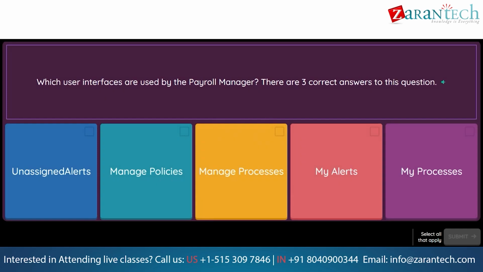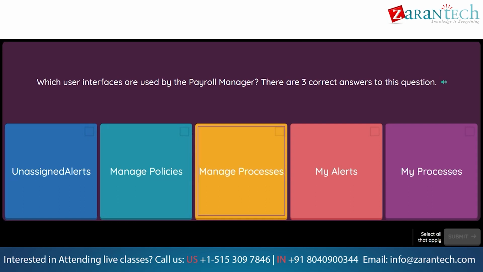Question: which user interfaces are used by the payroll manager? There are 3 correct answers to this question. Option 1: Unassigned alerts. Option 2: Manage policies. Option 3: Manage processes. Option 4: My alerts. Option 5: My processes.